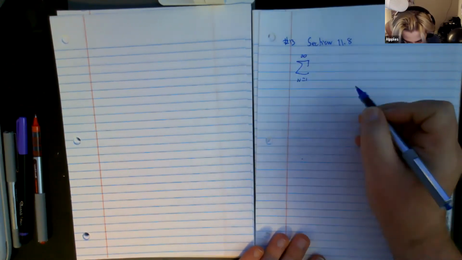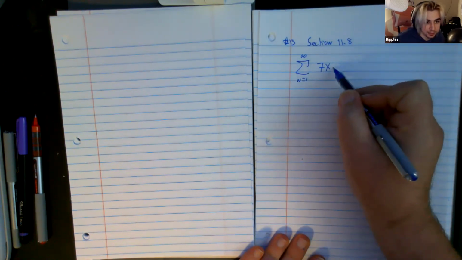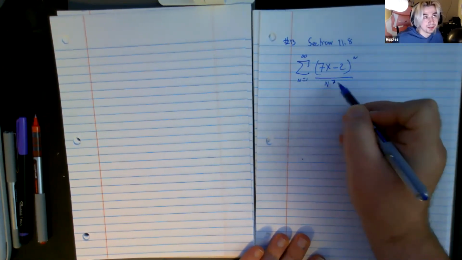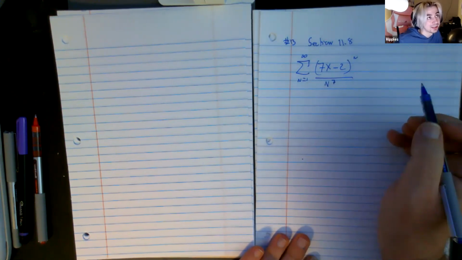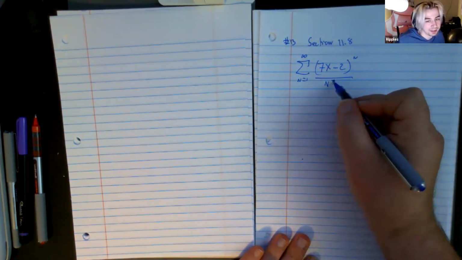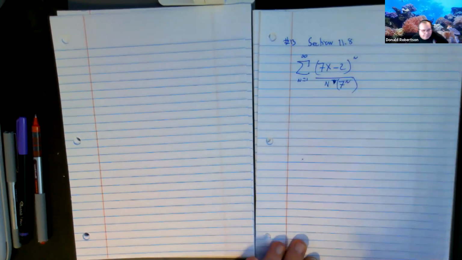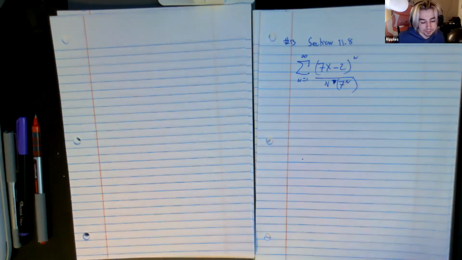So it's the sum from n equals 1 to infinity of (7x minus 2) to the power of n over n to the 7th power. No, it's n. No, wait, n times 7 to the power of n. There we go. Something like that? Yes. Okay, what have you been asked to do here?